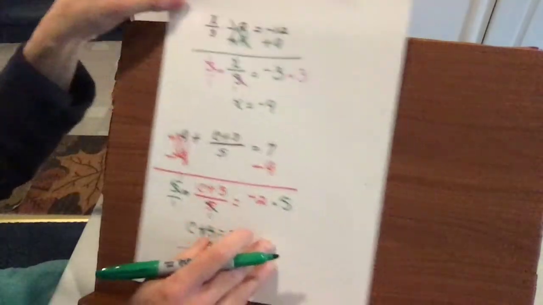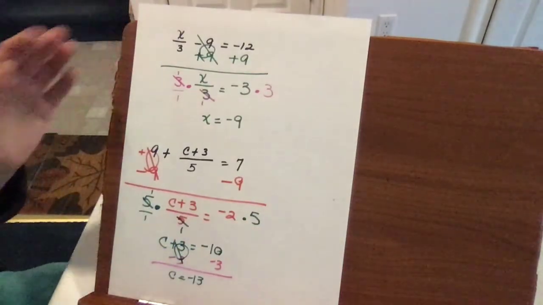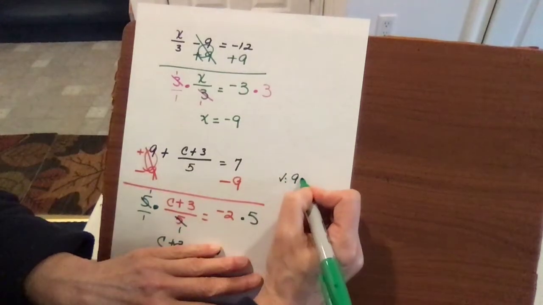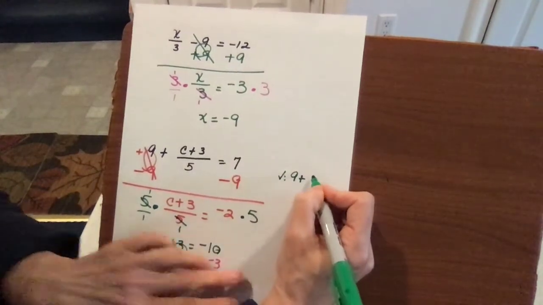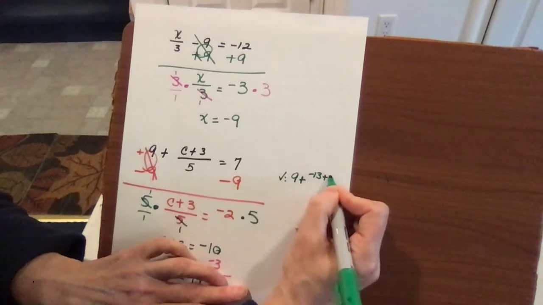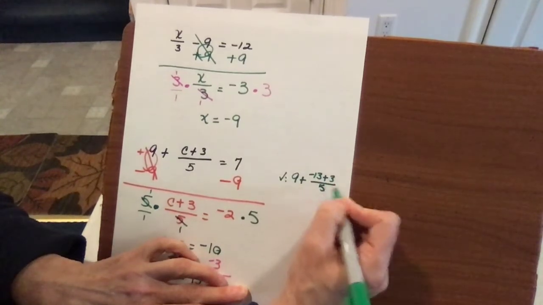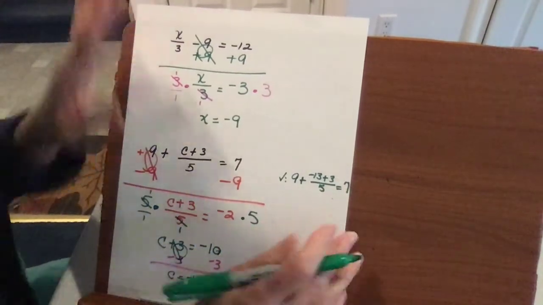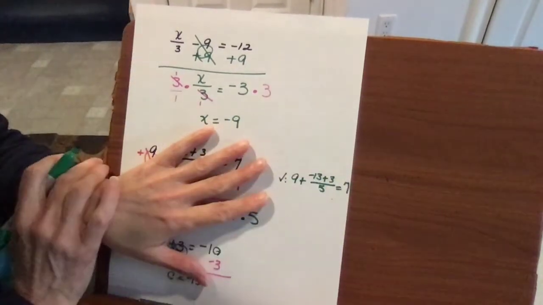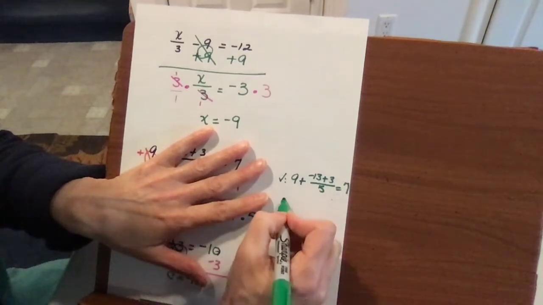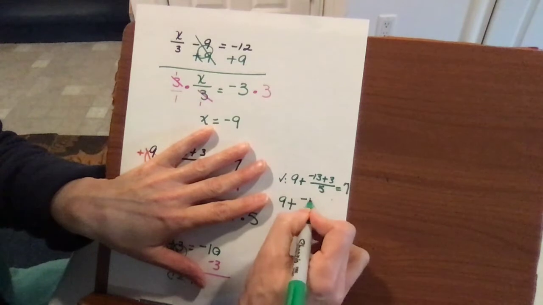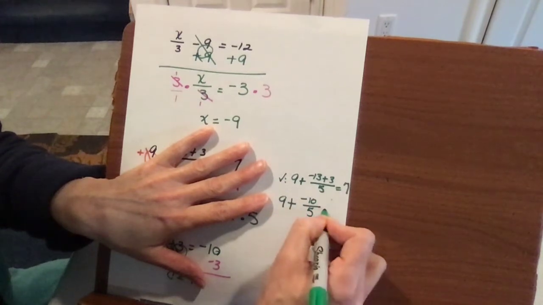All right, for our check, this one's a little more complicated, so we'll do this. 9 plus, we're going to put negative 13 plus 3 all over 5, and we want to see if it equals 7. Order of operations now, this is all numerical. It is no variables in this check. So we have to keep the 9 plus. Negative 13 plus 3 is negative 10 all over 5 equals 7.